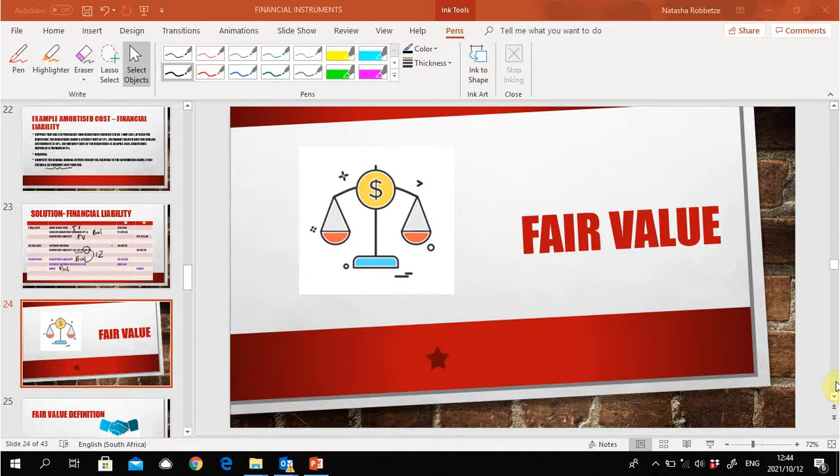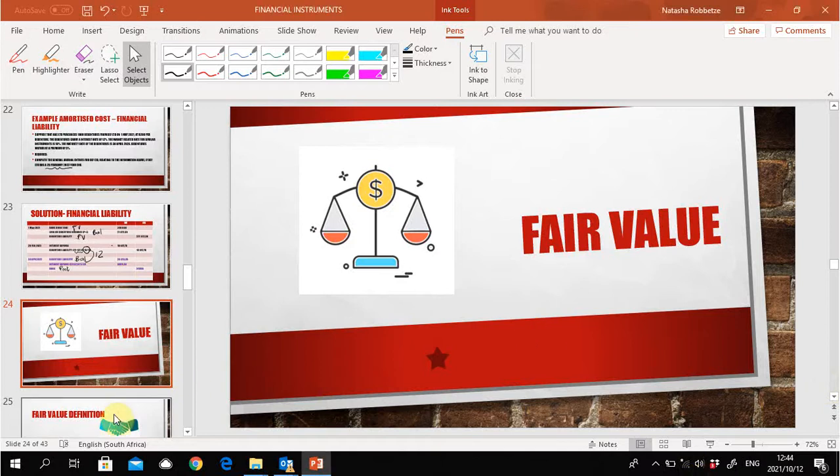And we said for amortized cost, it can apply to your financial asset as well as your financial liability. And for your financial liability, it is a default valuation. So the other method of valuing financial instruments is called fair value.